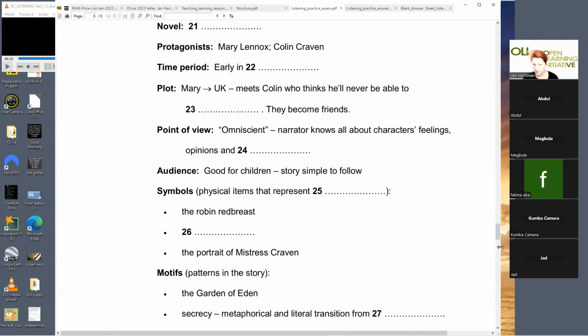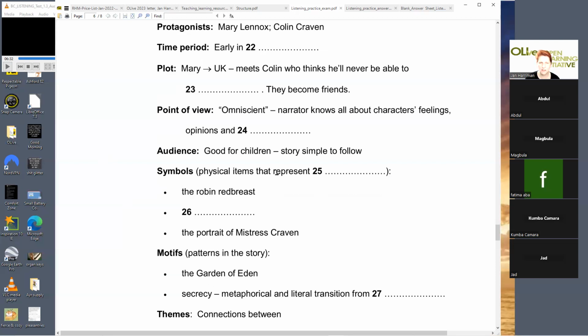How about 25? Abstract ideals, something like that. Yes, abstract ideas. You got it correct. But ideas, not ideals. So you have to be careful about that. You would need to get that right. So that's 25. That's what symbols are, physical items that represent abstract ideas.